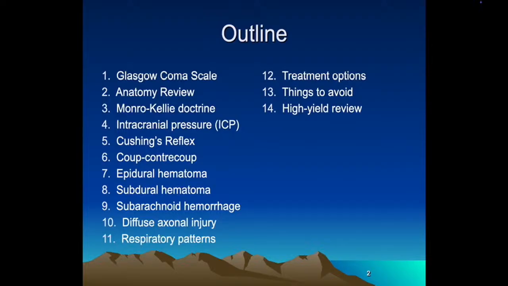Here's my outline of things we're going to review. We'll talk about the Glasgow Coma Scale. We'll review some anatomy, the Monroe-Kellie doctrine. We'll talk about intracranial pressure, Cushing's reflex, coup contrecoup injuries, both epidural hematomas and subdural hematomas, subarachnoid hemorrhage, diffuse axonal injuries, some unusual respiratory patterns you might see with head injury patients, things that we can do to treat patients with increased intracranial pressure, and some specific things for EMS that you want to know when you're taking care of these patients. And in the end, we'll do a very quick high-level overview, and then that should cover it for the day.